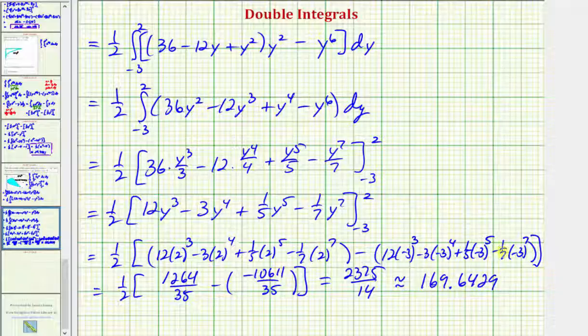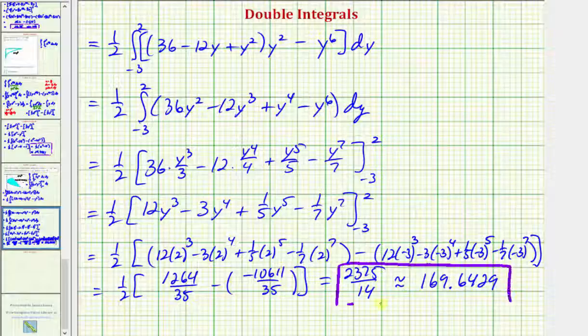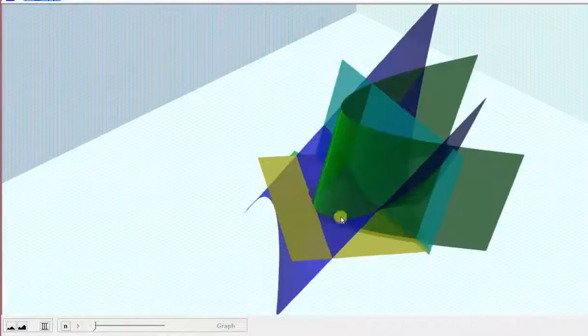169.6429. And again, this does give us the volume bounded by the surface in the xy plane over the given bounded area, which is this volume here as well as the volume over here on the left.